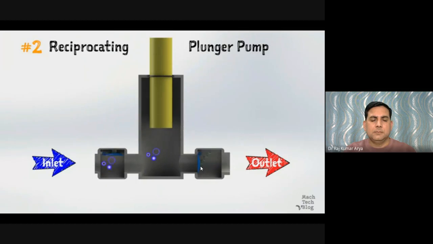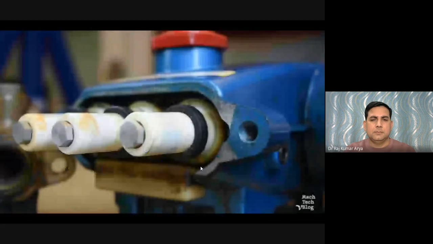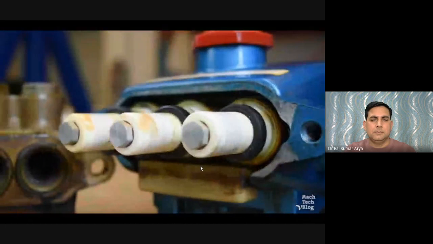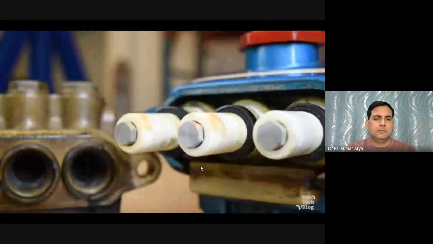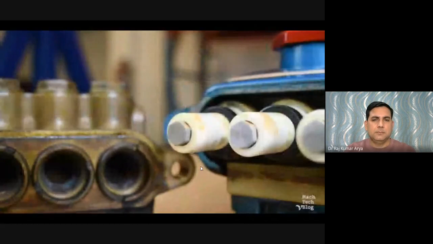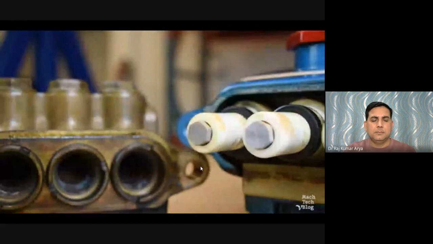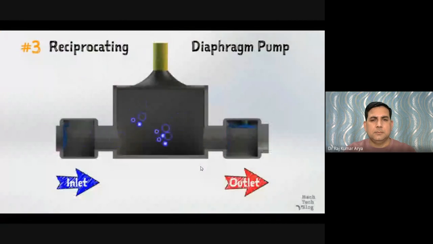This is a triplex plunger pump, which uses 3 staggered plungers for smoother flow delivery, but it is otherwise the same as our demonstration. Pump number 3 is the diaphragm pump. Unlike a piston or a plunger, an elastomer diaphragm is flexible.